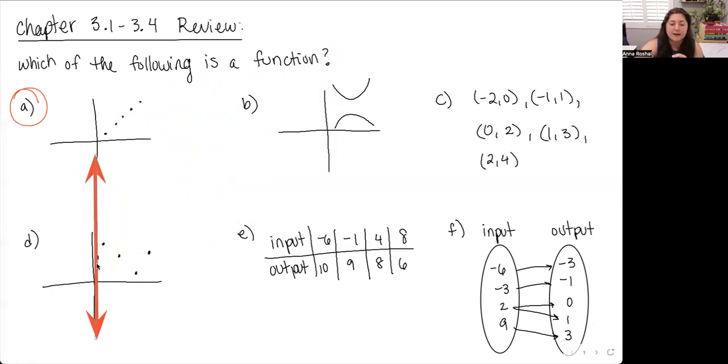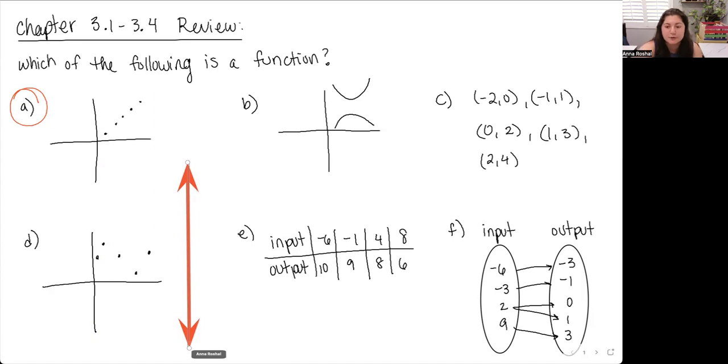So in here, I had a random selection of points. It does pass my vertical line test. None of these points go through more than once on my vertical line. So yes, this is a function.